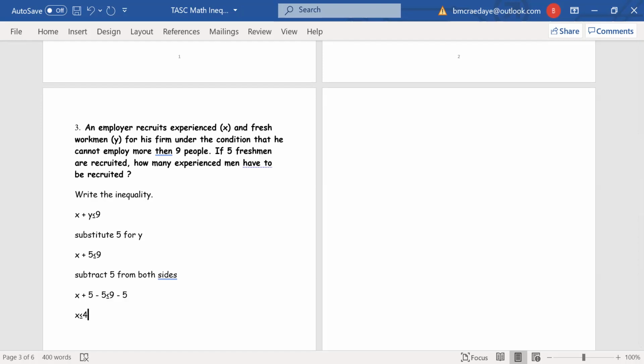So how many experienced men have to be recruited? Less than or equal to 4. He can recruit 4 or fewer experienced people so that he doesn't get more than the 9. All right. Questions on number 3?